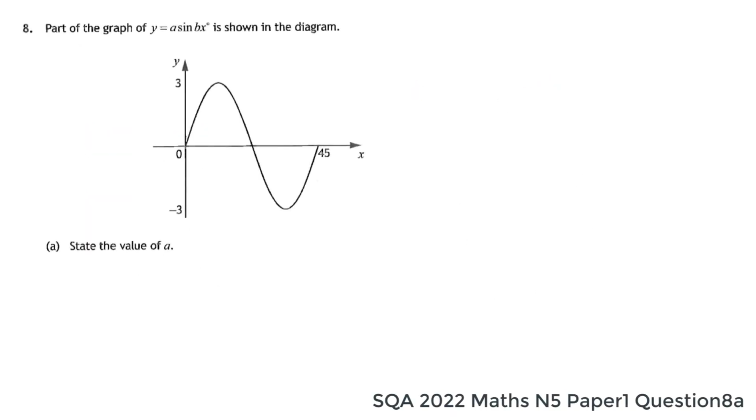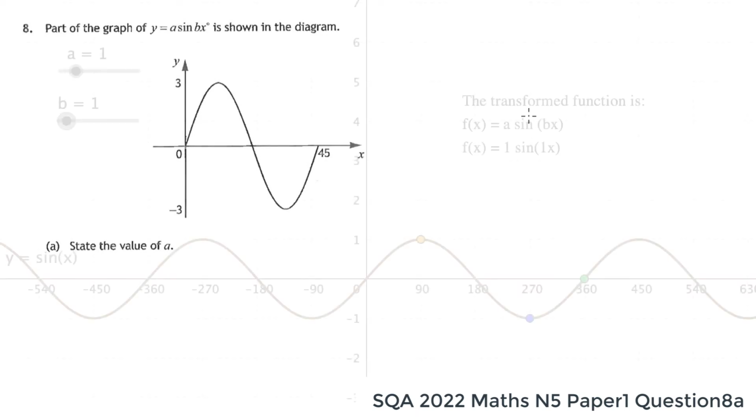So here we have question 8. We're shown part of a graph, and we're told the formula for this graph, y equals a sine bx degrees. And in part A, we're asked to state the value of this number at the front, the a, not the number in front of the angle, b. Now, it would be interesting just to get a general feeling for the effects of a and b on the graph. So let's do that now.